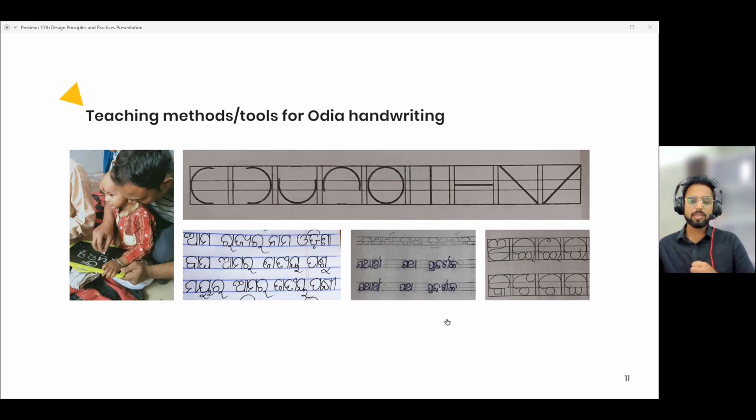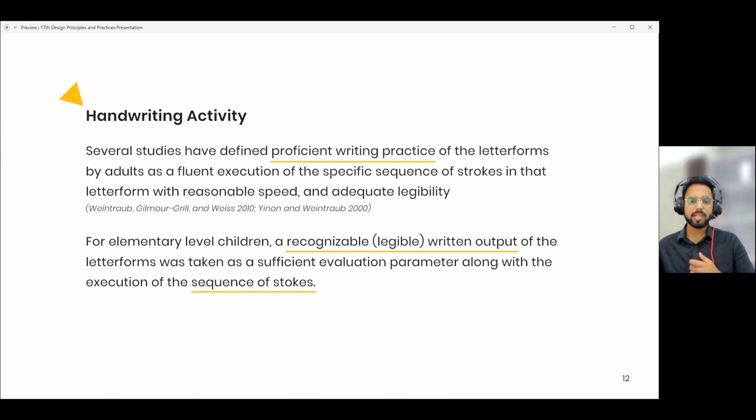Then, in order to see how this unsystematic education is actually affecting the learning of children, we carried out a handwriting activity with them. Now, Odia script does not have a specific evaluation system to check the handwriting or analyze the handwriting. Hence, we looked at the definition of a proficient writing practice. And in some studies, it is defined as a fluent execution of the specific sequence of strokes in a letter form with reasonable speed and adequate legibility.